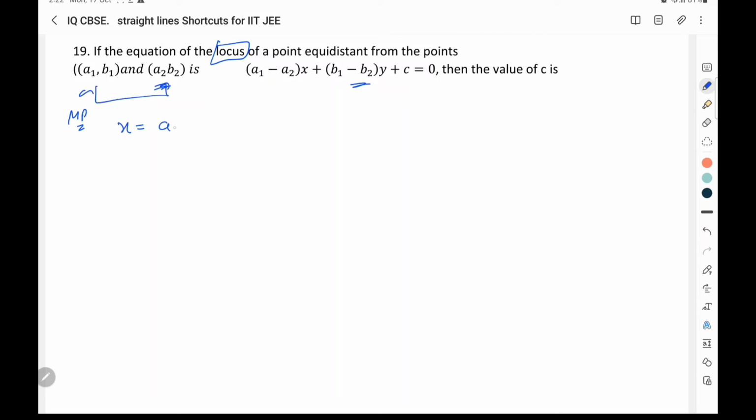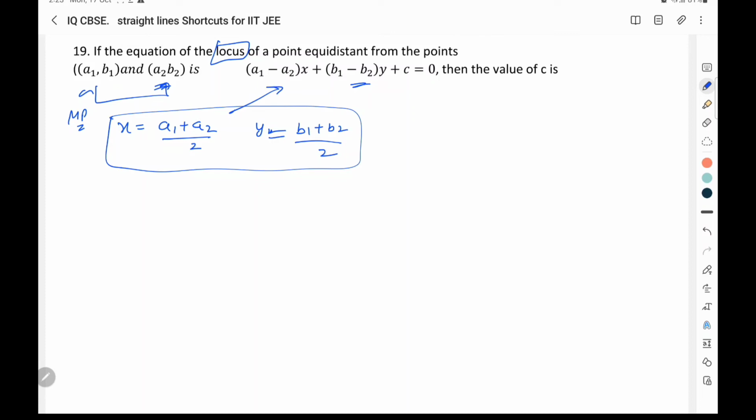So x is equal to (a1 plus a2) by 2, y is equal to (b1 plus b2) by 2. Now just put these values in the locus, in the place of x and in the place of y. We will get the c value, after solving, as 1 by 2 into (a2 square plus b2 square minus a1 square minus b1 square). Just a small substitution work, nothing more than that.